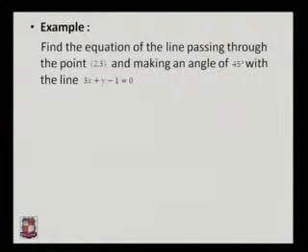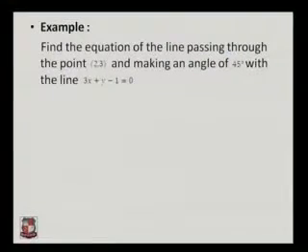If we look at one more example related to the angle between two lines, this is the second example. The question is, find the equation of the line passing through the point 2, 3 and making an angle of 45 degree with the line 3x plus y minus 1 is equal to 0. Here the question is twisted, because we have not been given the slope of the required second line, which is making an angle of 45 degree with the given line 3x plus y minus 1 is equal to 0.